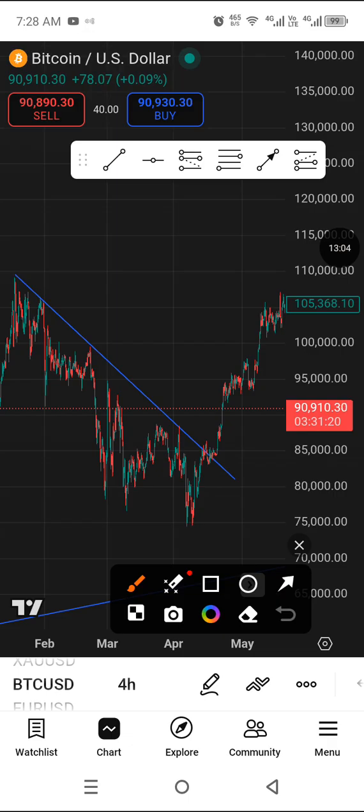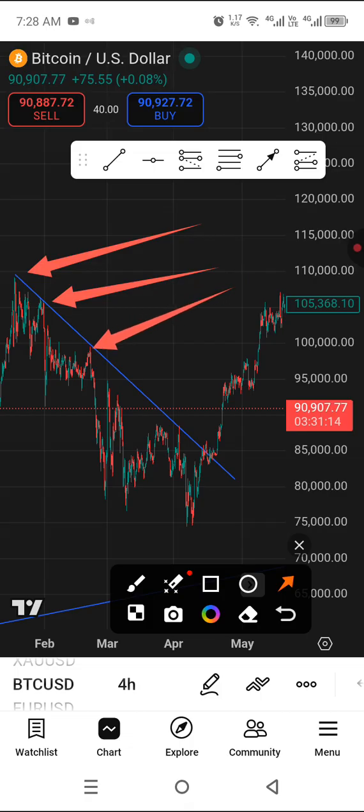We have the first touch point here. The second touch point is here. The third touch point is here. The fourth touch point is here. And then price broke out at this point. That is your trend line. Now, you enter for buys. So price keeps on going up. You can see how price was going up.